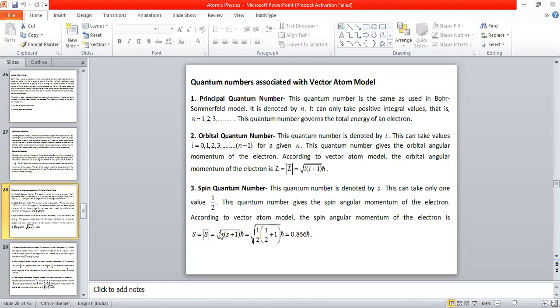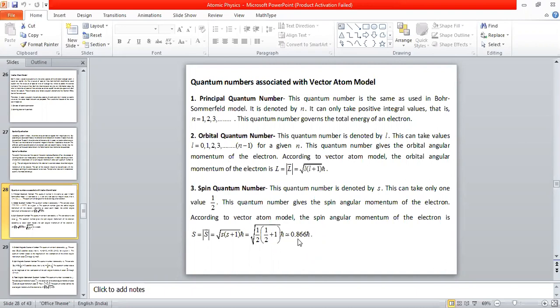So that magnitude has the same expression. In the previous case it was square root of L into L plus 1 times h cross. Here it is square root of s into s plus 1 times h cross. You cannot give any s value you like. The s value is fixed at half, because electron spin is always half. So you can write half into half plus 1. Half plus 1 is 3 by 2. 3 by 2 into 1 by 2 is 3 by 4. If you take the square root of 3 by 4, it is approximately 0.866 times h cross.